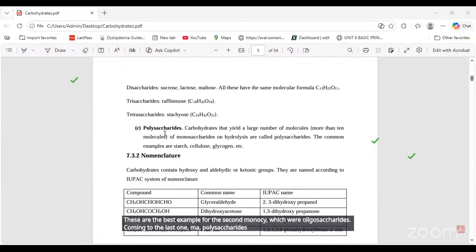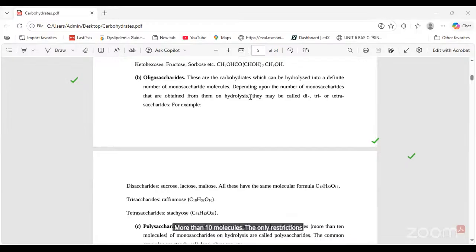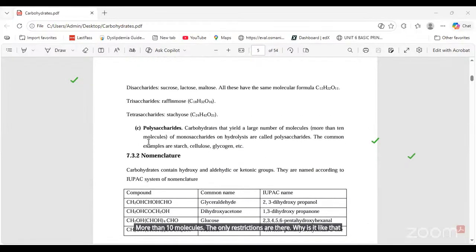Coming to the last one, polysaccharides. These carbohydrates have a very large number of molecules, more than 10 molecules. Poly means many. Many molecules, more than 10 molecules of monosaccharides on hydrolysis, are called polysaccharides. The best examples are starch, cellulose and glycogen.